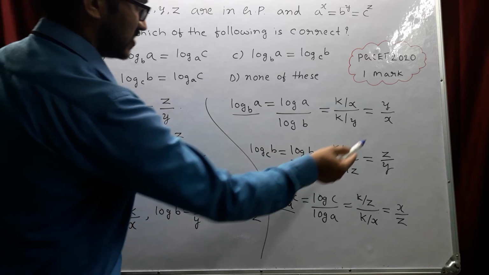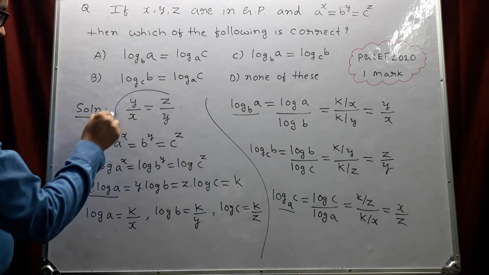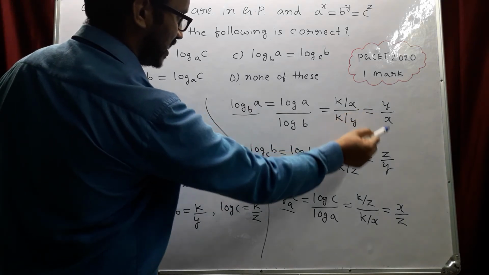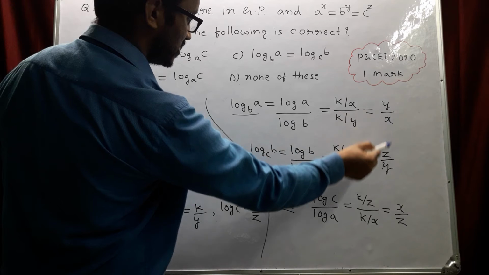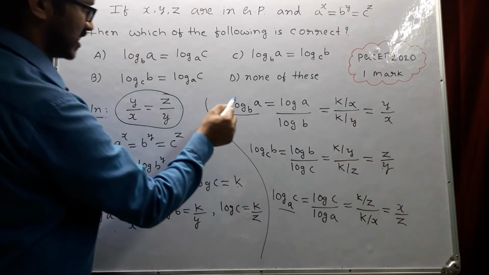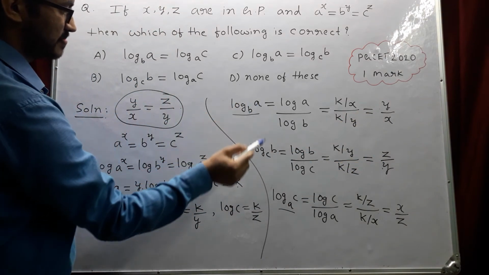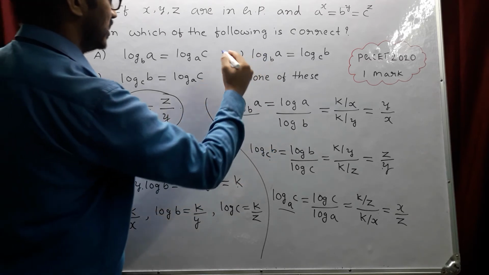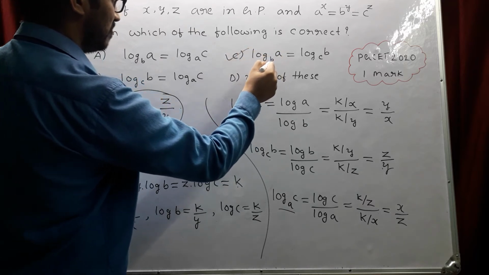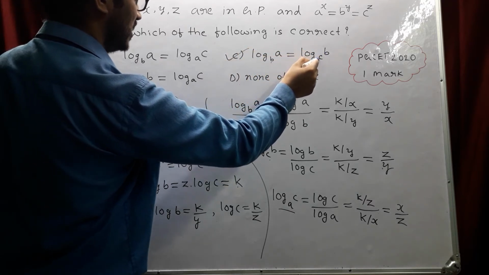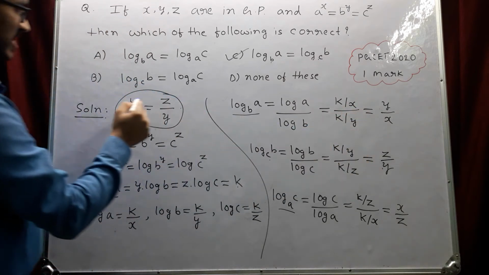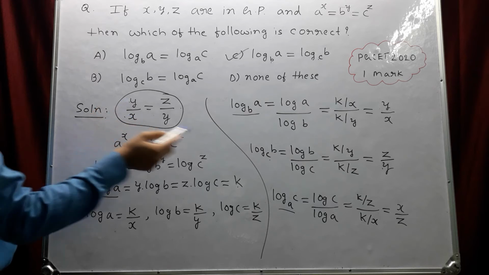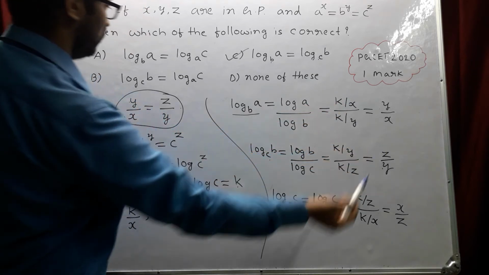So then which one is correct? From here we can see that y by x is the same as z by y. Here we have y by x, here z by y. Since these two are equal, we can conclude log a to the base b is the same as log b to the base c. So the correct option is option C, because at the beginning, since x, y, z are in GP, we got y by x is the same as z by y.